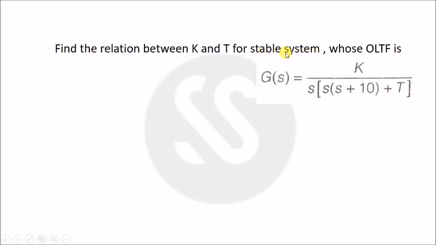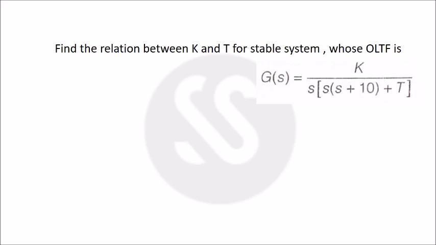Okay, they want to find the relation between t and k of a closed loop system which is stable also, but the system is given as an open loop system. So what is the formula to find the closed loop system? Because the RH criterion is applicable only for closed loop systems, and the auxiliary equation also comes from the closed loop system. So to find the auxiliary equation, we need to find the closed loop transfer function.